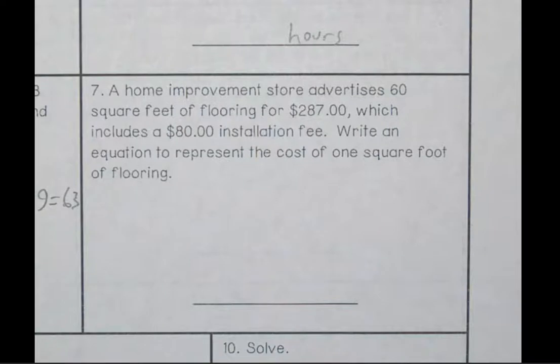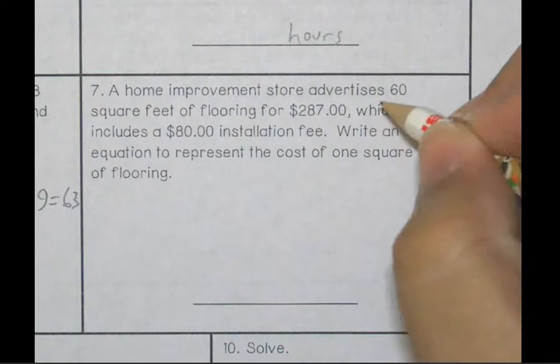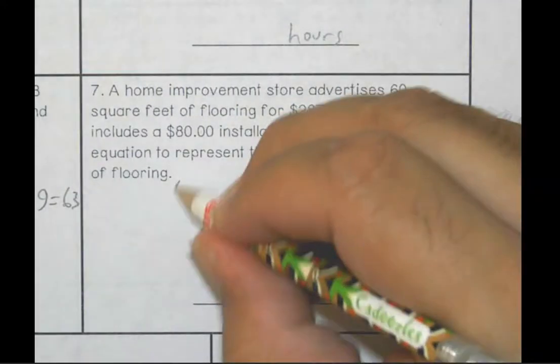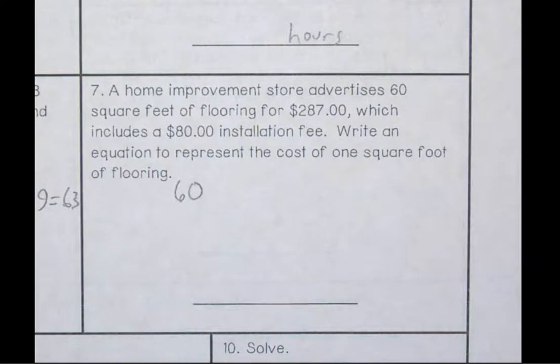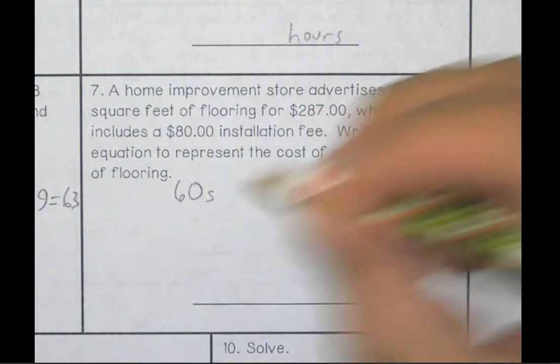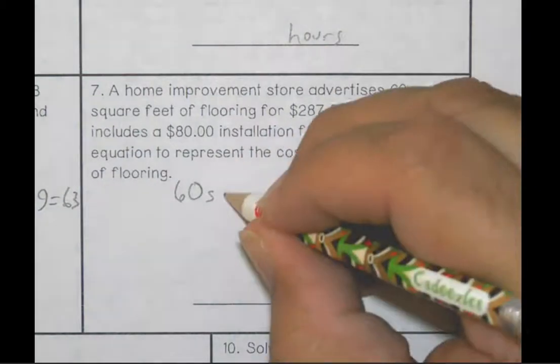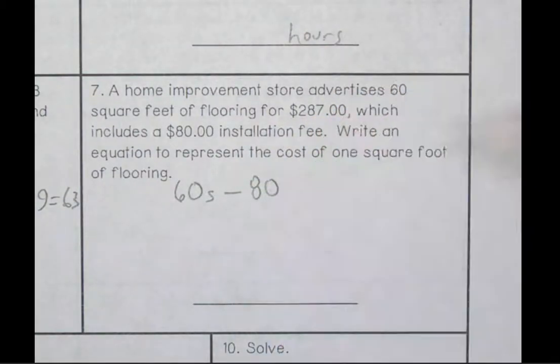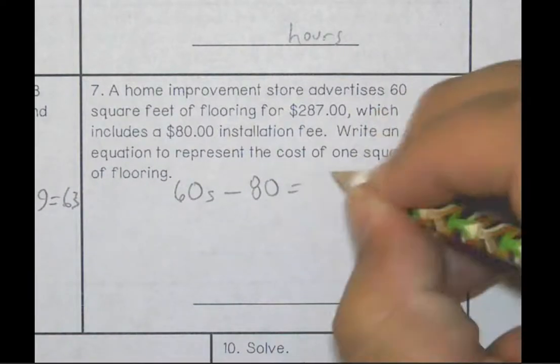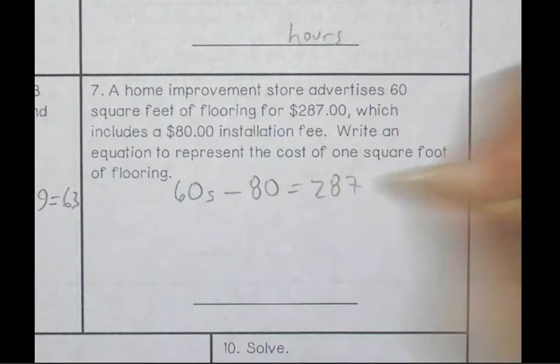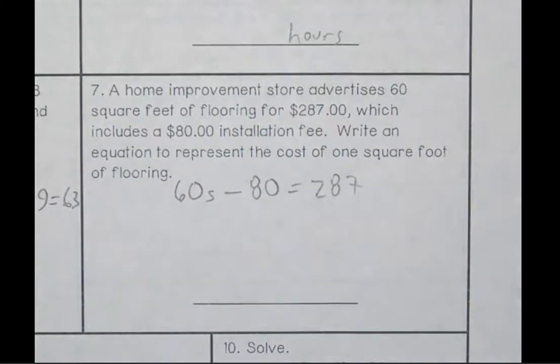A home improvement store advertises 60 square feet of flooring for $287, which includes an $80 installation fee. We need to write an equation that represents the cost of 1 square foot of flooring. So I know it's 60 square feet of flooring, and I need to know how much is 1 square foot. So I'll say 60s, and then it includes that installation fee, so I need to subtract that installation fee out. And then I know that the total cost is $287. And so from there, isolate my variable, get rid of the 80 first, and then divide both sides by 60. Again, I didn't like that question, but if you want to do it, that's how.